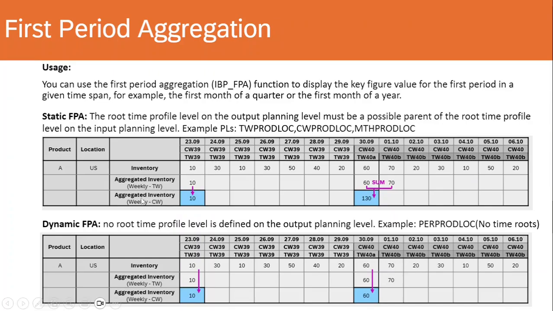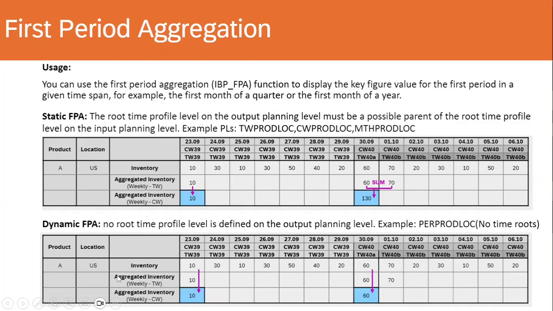Okay, now let's get to the dynamic first period aggregation. So here actually there won't be any root attribute in the time profile levels. We'll have no root time profile level in the output planning level, right? And in the dynamic first period aggregation, what would happen? You check the data at any level, be it a technical week, a calendar week, a month, quarter, or year. The first period of that time span would be displayed at an aggregated level.